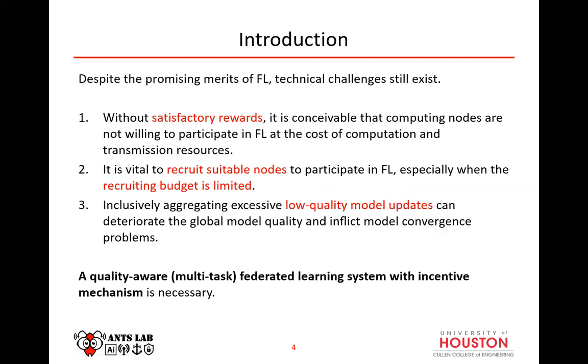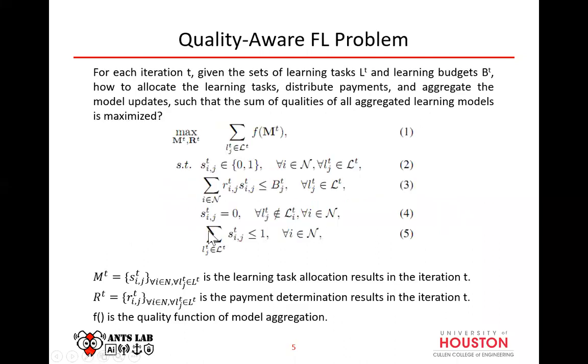It is vital to recruit suitable nodes to participate in federated learning, especially when the recruiting budget is limited. One possible approach is to select as many nodes as possible. However, inclusively aggregating excessive low-quality model updates can deteriorate the global model quality and inflict model convergence problems. Therefore, a quality-aware federated learning system with incentive mechanism is necessary. This is the quality-aware federated learning problem.